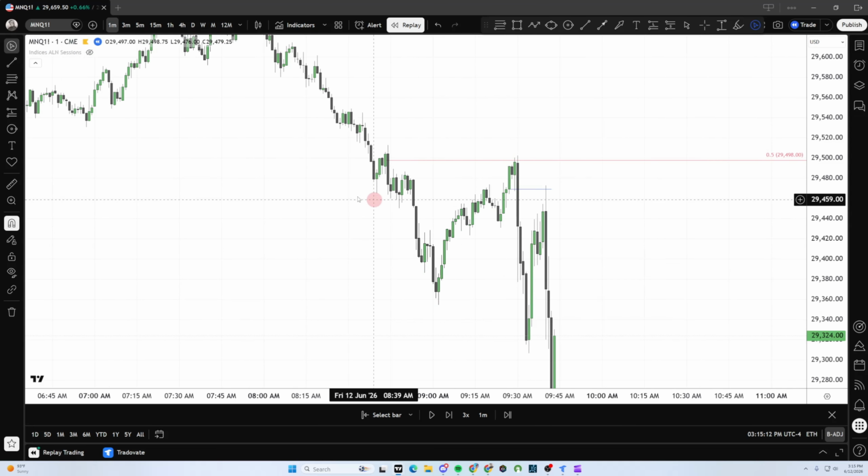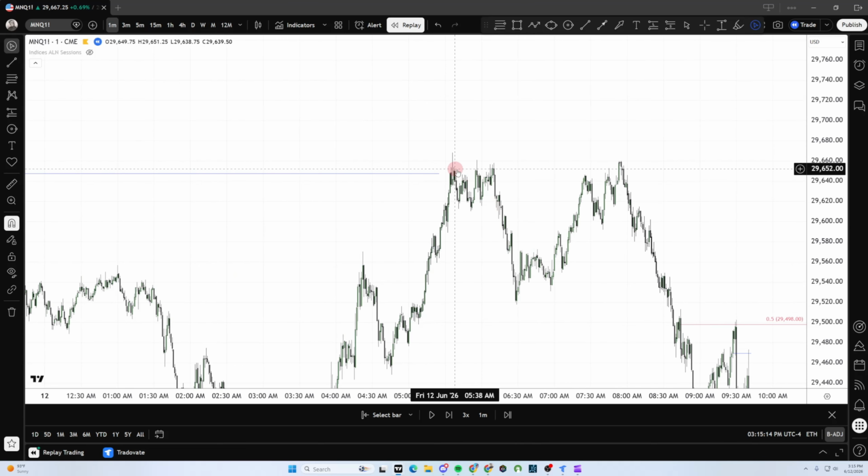So that's different than this sweep up here. There was no continuation. There was no significant 1 minute close above that prior liquidity level. And same with here too.